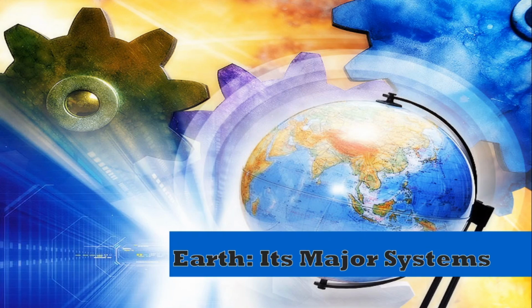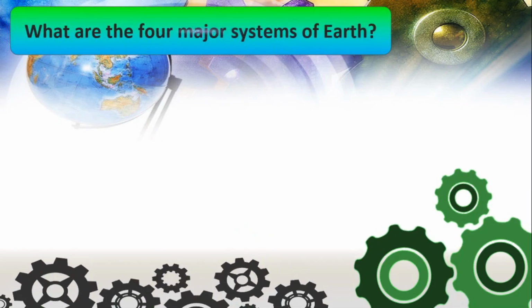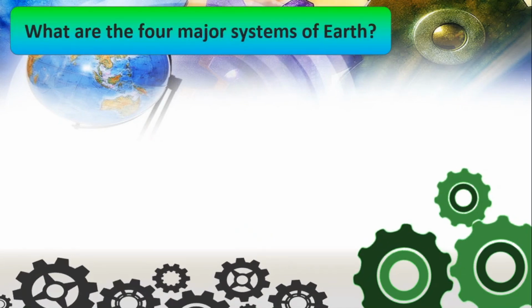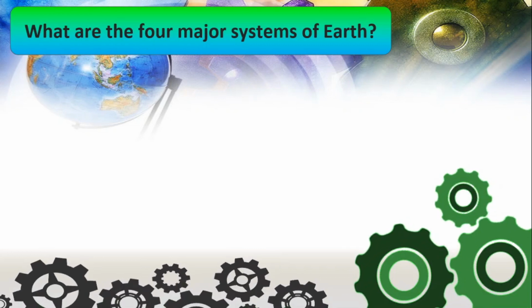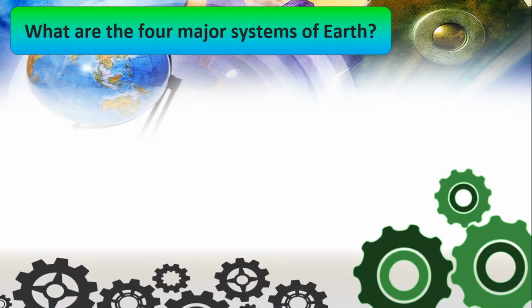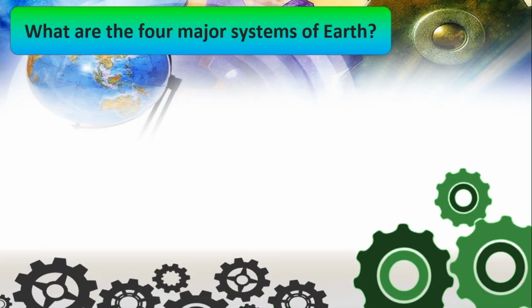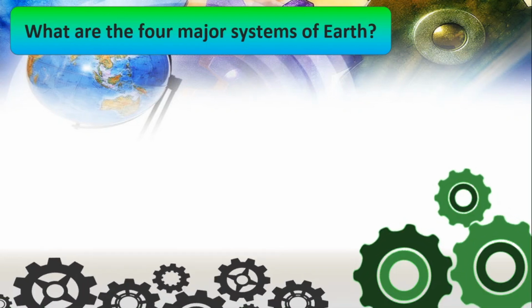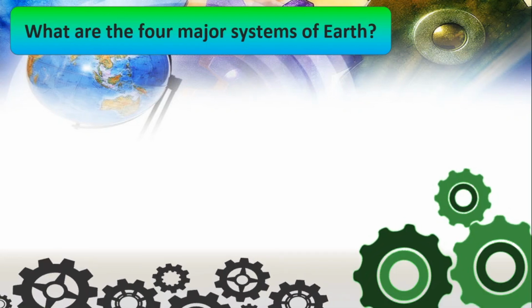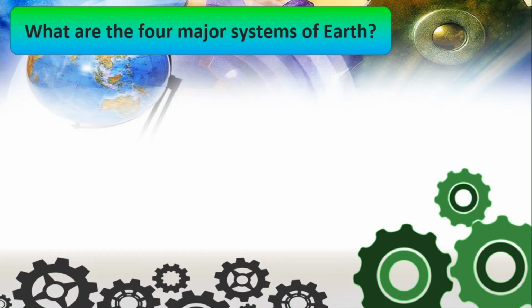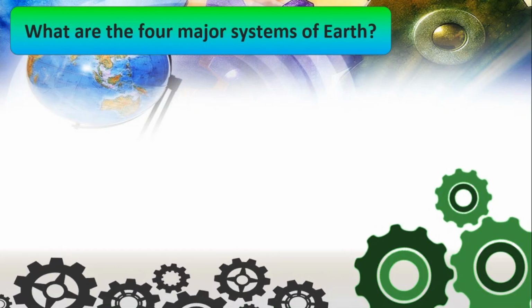Earth and its major systems. So what is a system? A system is an organized entity that consists of interrelated and interacting components. Physical systems have matter and energy as well as an organizational structure consisting of pathways and linkages between components.